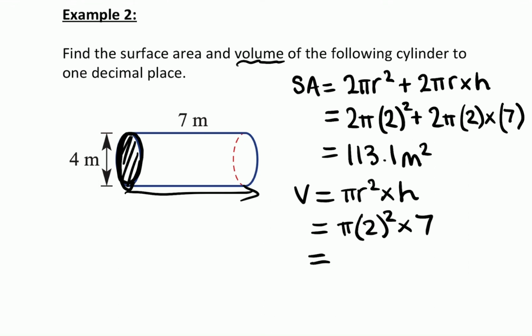Pop that into a calculator. Pi times 2 squared times 7. So we have a volume of 88.0 cubic meters. That's rounded to 1 decimal place.